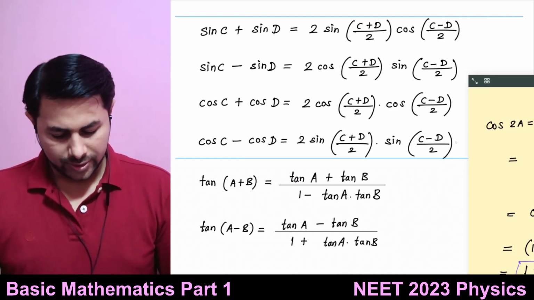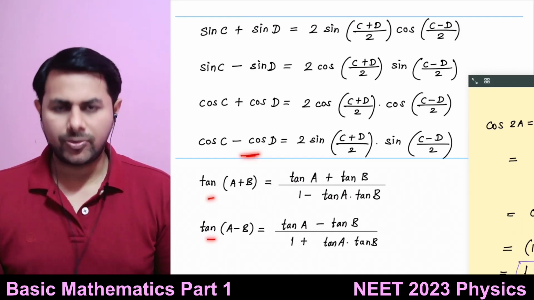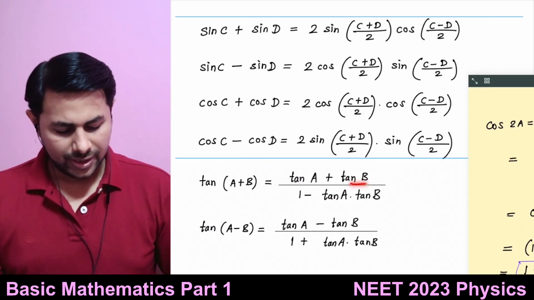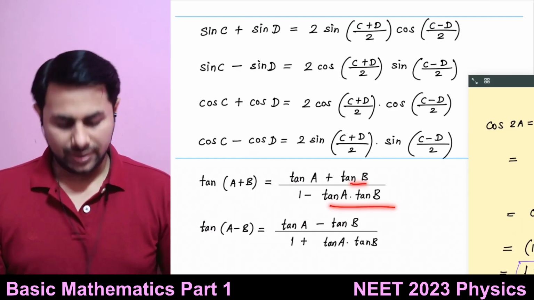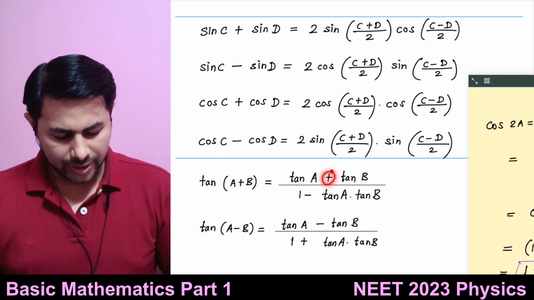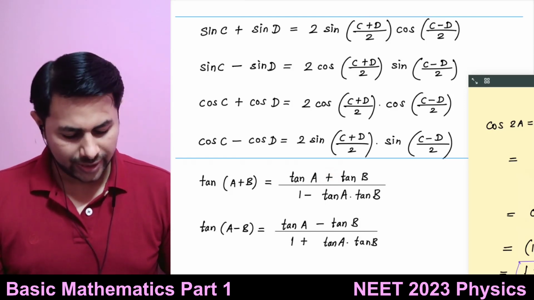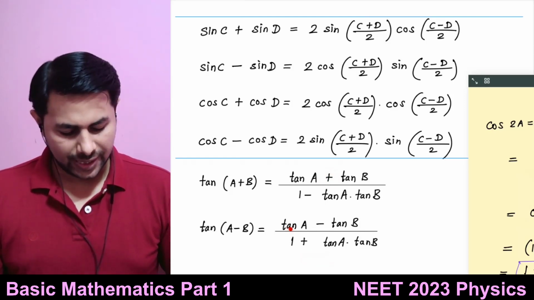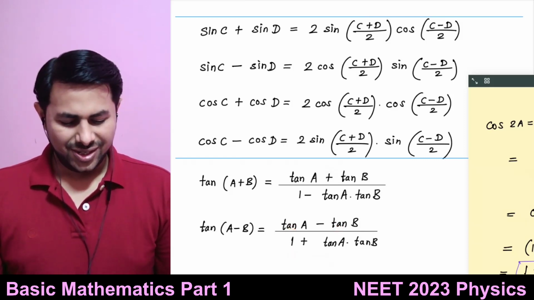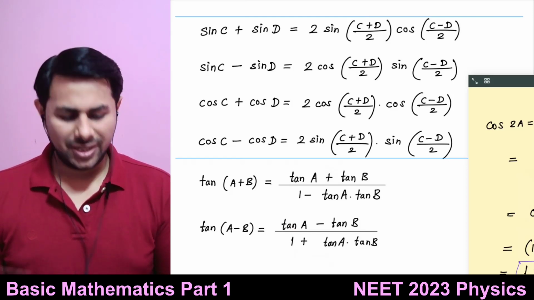So these formulae also we need to memorize, and 2 formulae for tan, that's it. Tan of a plus b is tan a plus tan b divided by 1 minus tan a tan b, and for tan of a minus b, in this formula just put minus in place of plus, you will get the second formula. It is tan a minus tan b divided by 1 plus tan a tan b. So this many formulae you have to memorize. Any question till now?